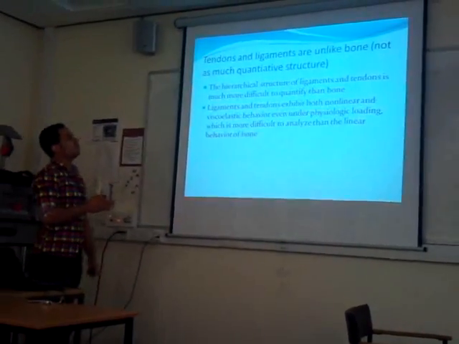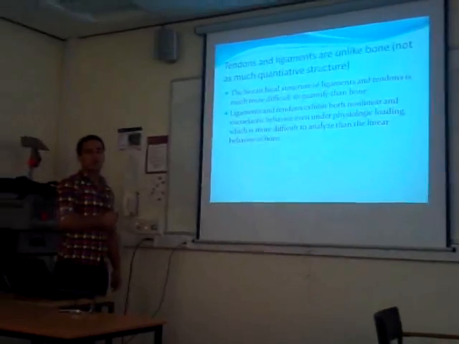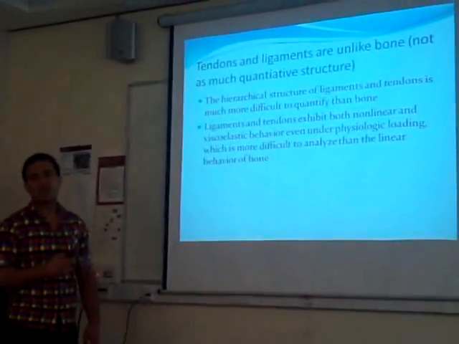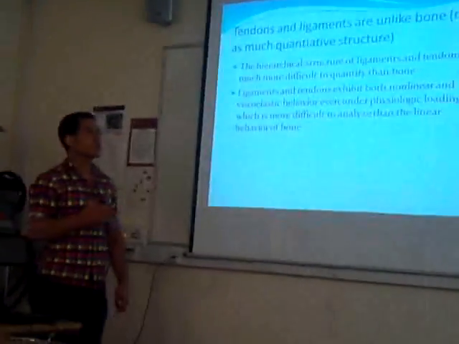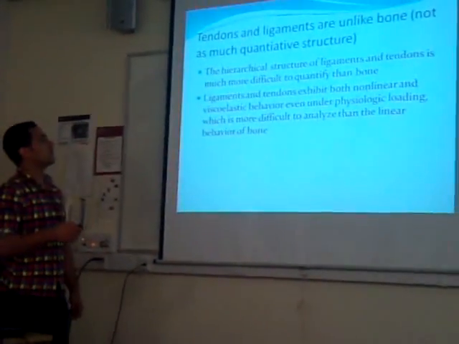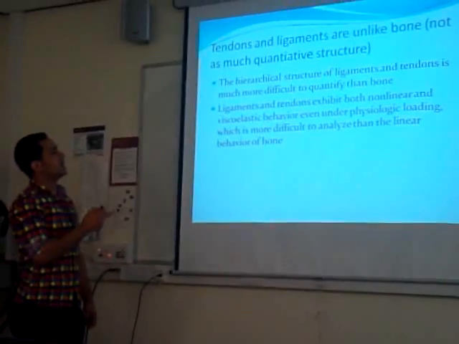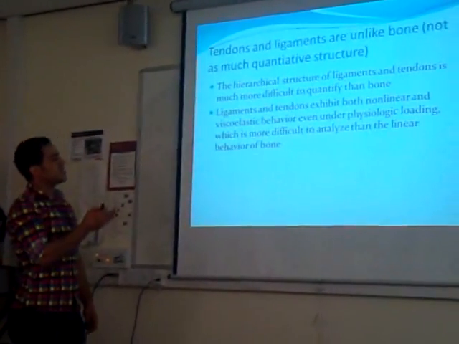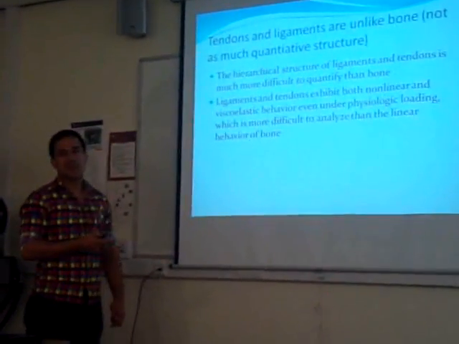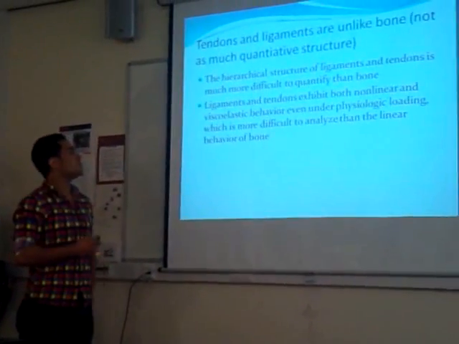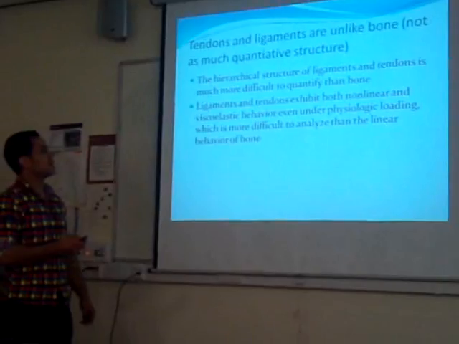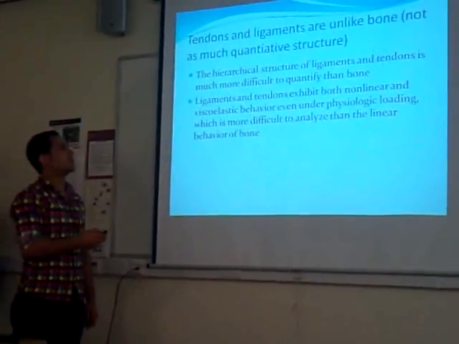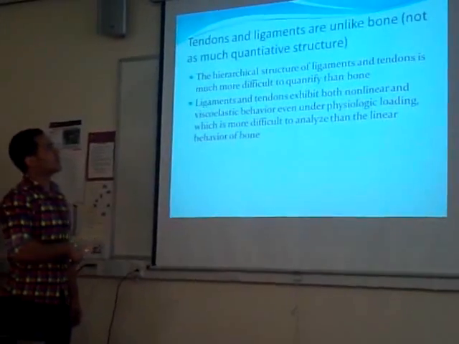The tendons and ligaments are unlike the structure of bones, and it's hard to study them from a quantitative perspective. That's because, as I mentioned before, of the presence of the crimp and the helical structure that they have. They exhibit a non-linear and viscoelastic behavior, even under physiological loading, which is more difficult to analyze than the linear behavior of bone. And this is what I'm going to be further overviewing in the coming slides.